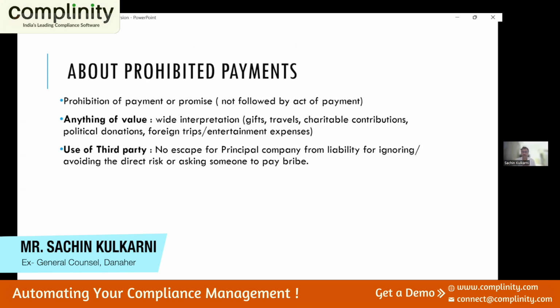People can do whatever, right? Gold coins, complex electronic gadgets, and so on and so forth. So anything of value is purposely designed to be the way improper payments could be made, and that's how you can see it can be interpreted. Now, use of third party is an important element here.